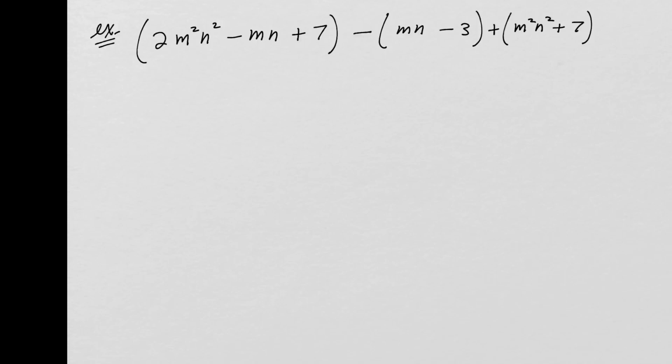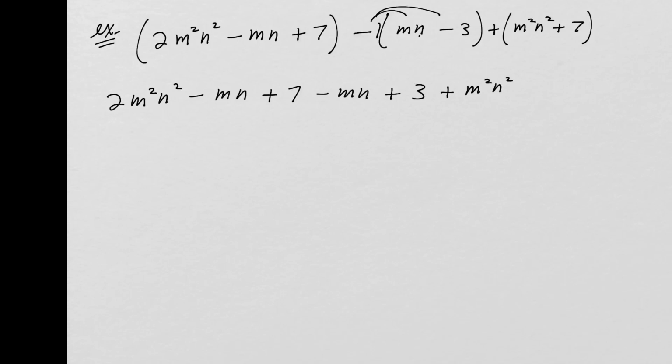Okay. So, well, the first polynomial is fine, right? I can just remove the parentheses. So I have 2m squared n squared minus mn plus 7. For the second one, I need to distribute the -1, right? So it changes both signs. So when I remove the parentheses, I have to write negative mn and then plus 3, right? -1 times mn is negative mn. -1 times -3 is positive 3. And then the third polynomial, since I'm adding it, again, I can remove the parentheses and I don't have to worry about anything, right? Just keep the same terms there. So m squared n squared plus 7.